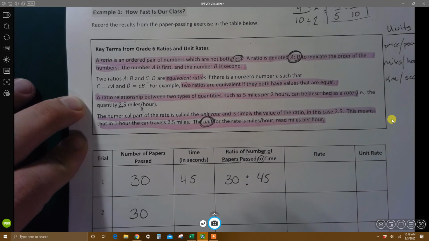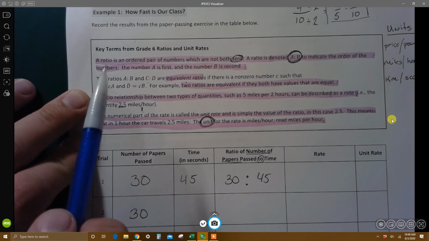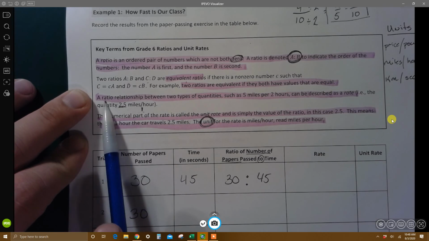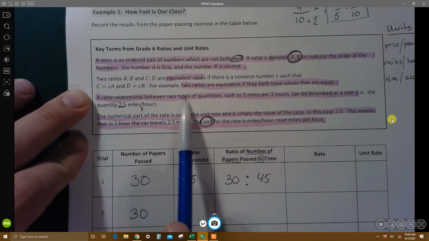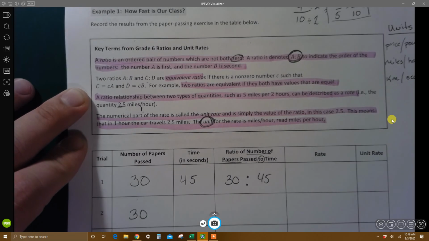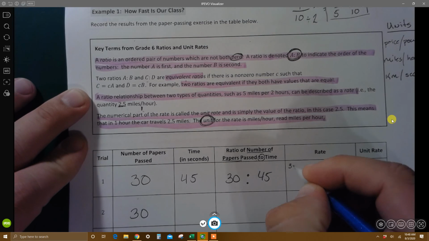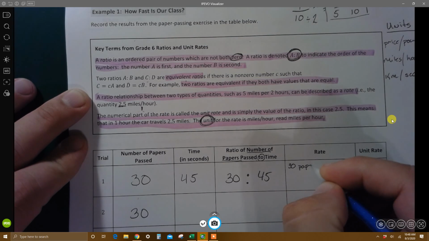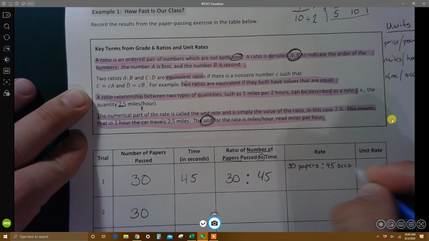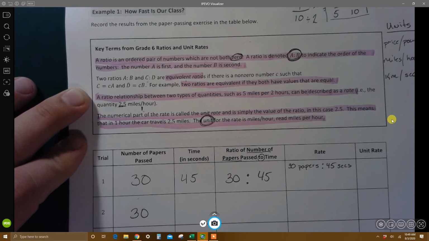Now we need to figure out what the rate was. Well, what's rate? Let's go back. There's equivalent ratio. Here we go. A ratio relationship between 2 types of quantities, such as 5 miles per 2 hours, can be described as a rate. Well, our rate was 30 papers to 45 seconds. Now we've got our rate, and we need to know what our unit rate is.